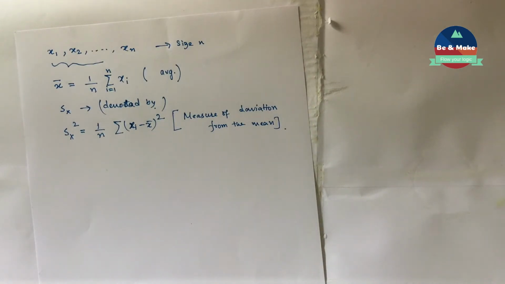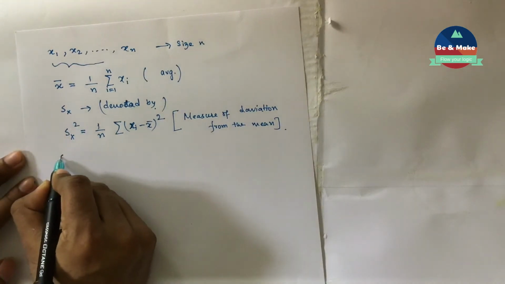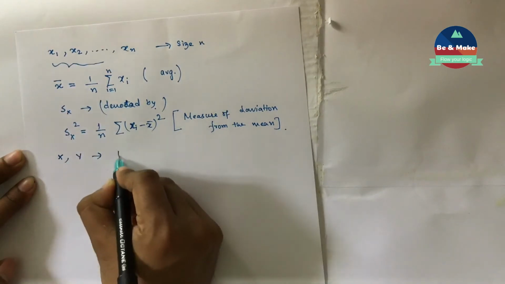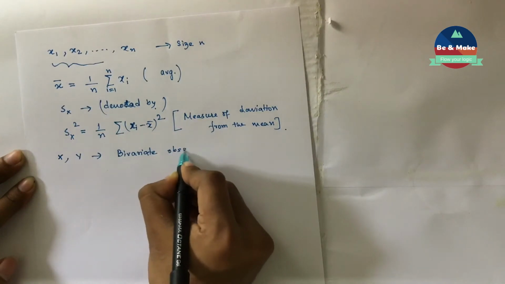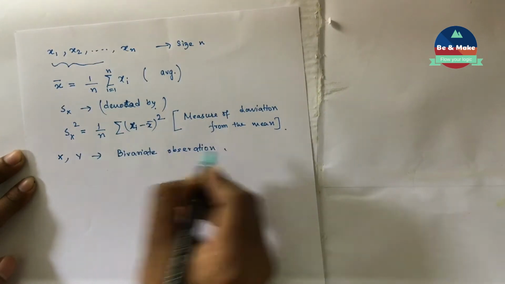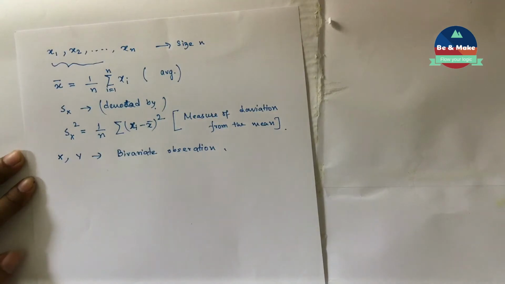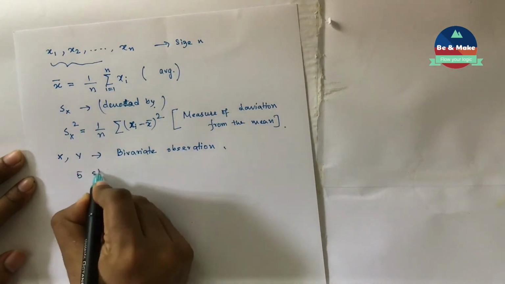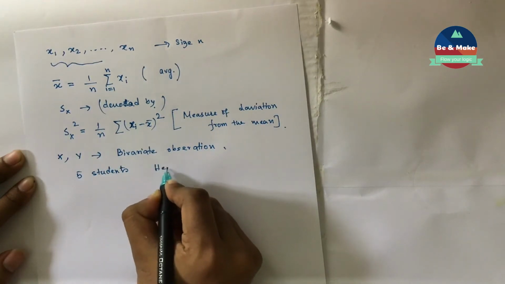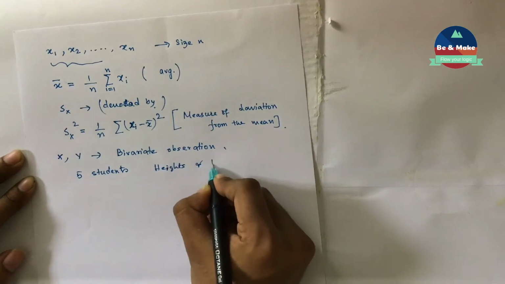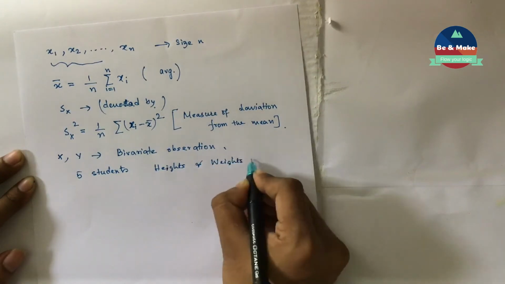Now if you have two variables, say x and y, you have a bivariate observation. How does this look? Let's have an example in hand. Say we have data of 5 students, whose heights and weights are measured.